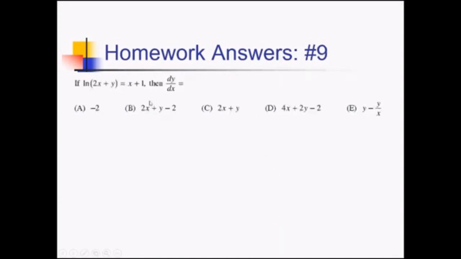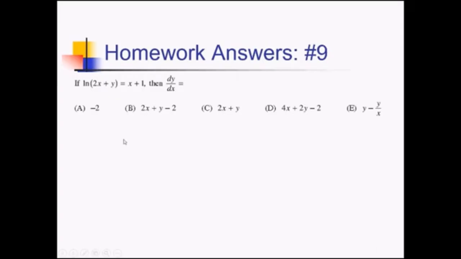On this problem, I've got the equation ln of 2x plus y equals x plus 1, and I want the derivative. I'm just going to use implicit differentiation because otherwise it's kind of a pain to get that y by itself. And although I could isolate y, I noticed that I have y's in my answer choices. So this is probably going to be an implicit differentiation situation that's going to lead us to one of the answer choices.